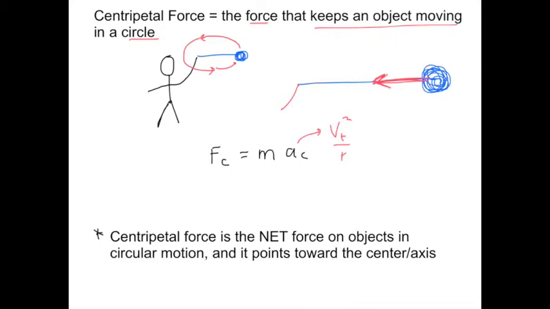So I've broken down this equation using Newton's second law, force equals mass times acceleration. Here, the force and acceleration are centripetal. And then you can see I've plugged in the equation from before that we got for centripetal acceleration, so that's v tangential squared divided by r. Now, if we plug this in to the centripetal force equation, we get that centripetal force equals mv squared over r. That's going to be a very useful equation coming up. And just a note, centripetal force is the net force on objects in circular motion, and it will always point towards the center of the circle, or the axis around which the object is rotating.